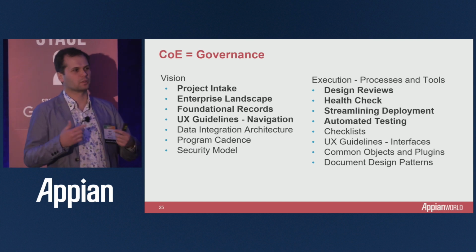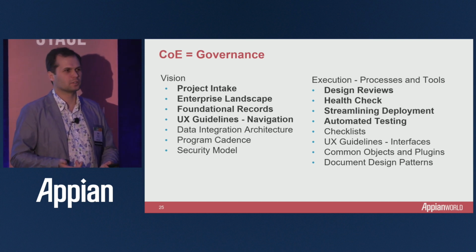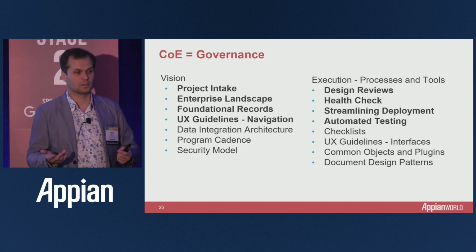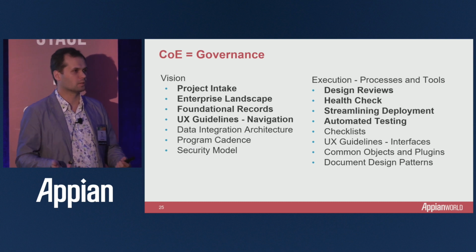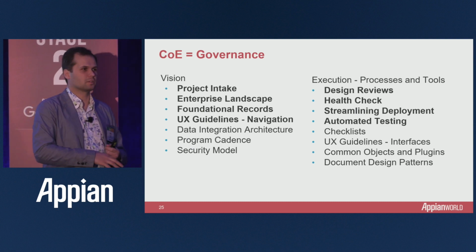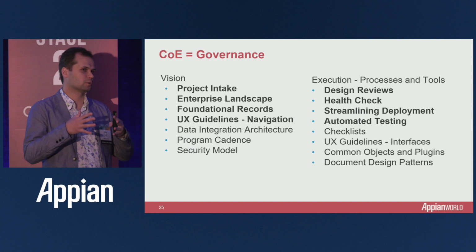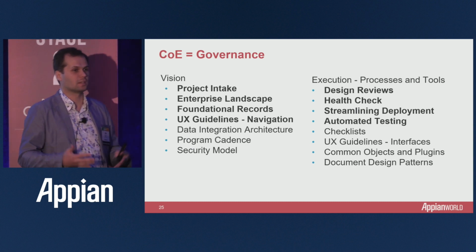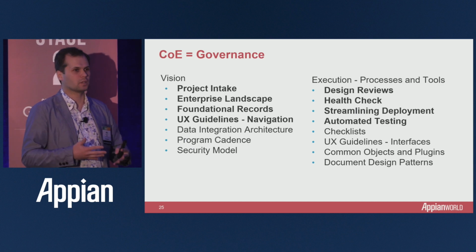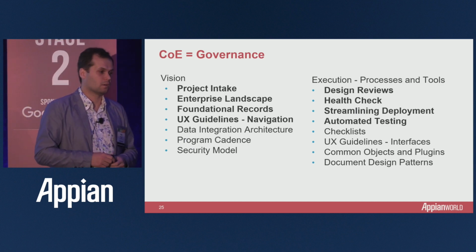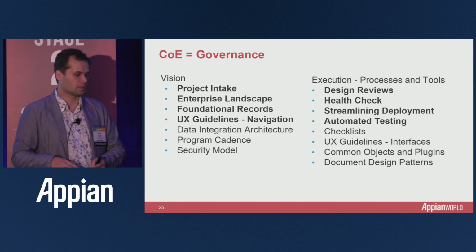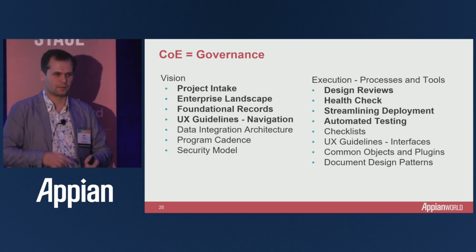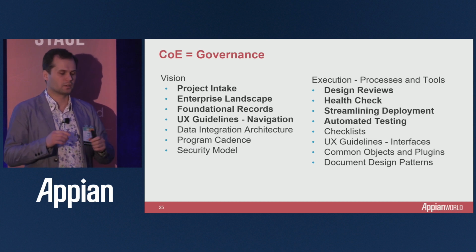Program cadence. When are we going to evaluate the different release plans and the program backlogs? We talked about some other things in terms of security model. Are users going to come from organizations? How are they going to be structured in Appian? So there's a ton of decisions that need to be made, and your COE is going to be enabling all of that. And then on the execution side, we talked about some processes and tools that allow you to execute on the vision.